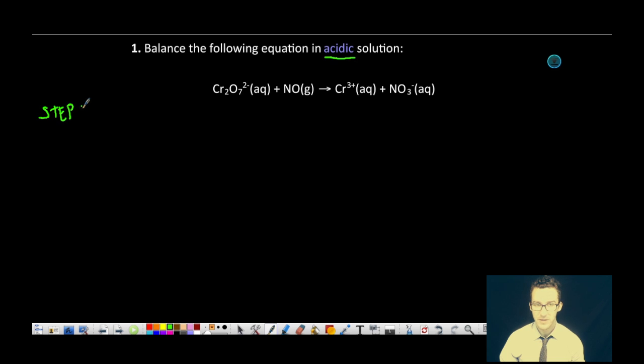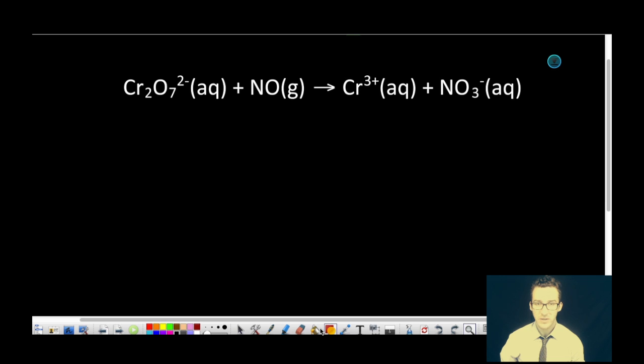The first step is to identify the half reactions. In order to figure out what the half reactions are, we need to know what is being oxidized and what is being reduced. So as we take a quick look at our reaction here, the very first thing you want to do is write out the oxidation states for each of the elements in this reaction.